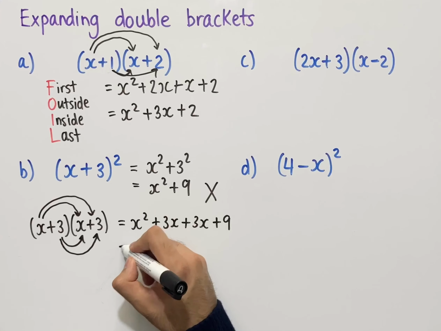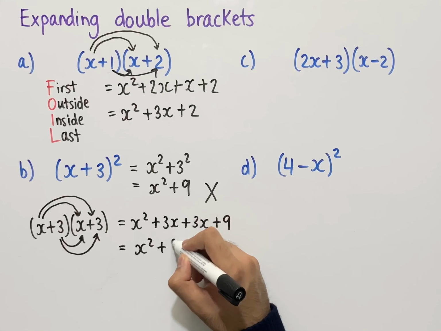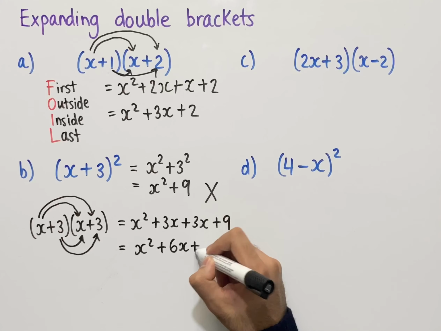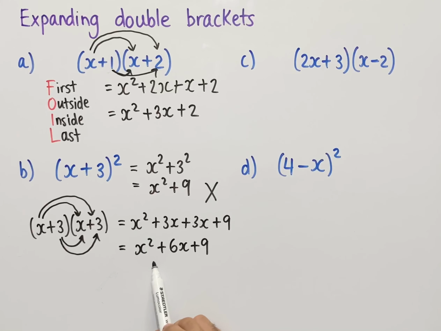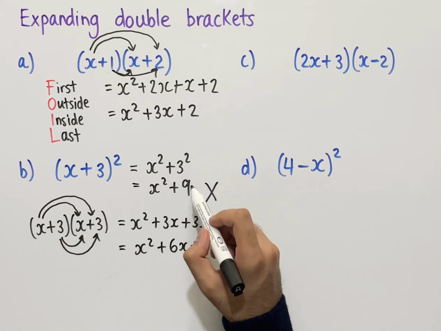And so collecting like terms, we end up with x squared plus 6x plus 9, since 3x plus 3x is 6x. Notice how this is different to x squared plus 9. This is the correct method. This is the incorrect method.